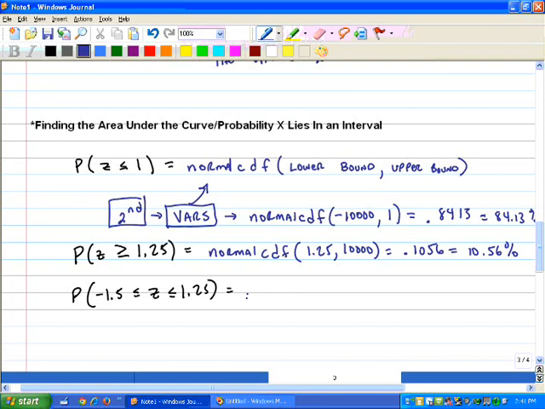And so in the calculator we'll put normal CDF, negative 1.5, 1.25, and see that the probability is 0.8275 or 82.75%.